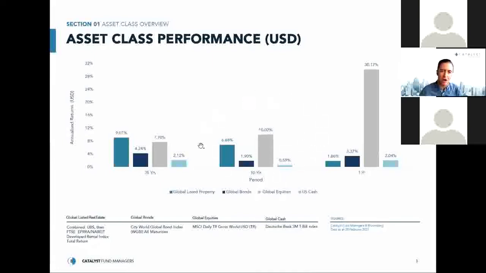Looking at a longer term period, you can see that over a 10-year basis, real estate has performed somewhere in between equities and bonds, and that's typically the type of return we'd be expecting over a longer term horizon. Interesting to note, over a 25-year basis, global listed real estate has actually outperformed both global equities and bonds.